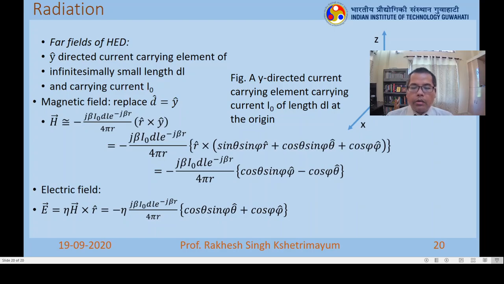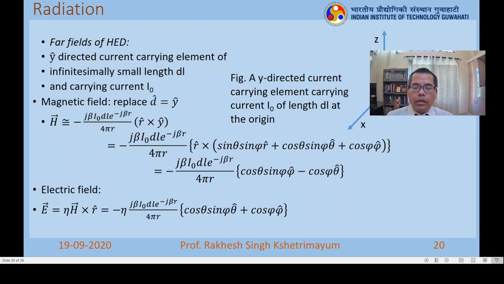So let us summarize what we have learned in this class. What we did was we started finding the electric field and magnetic field from any arbitrarily oriented current density J. We derived it. It was a three-step process. First you find the magnetic vector potential, then find the magnetic field by taking the curl of it, and find the electric field by taking the curl of the magnetic field. So this was a three-step process.